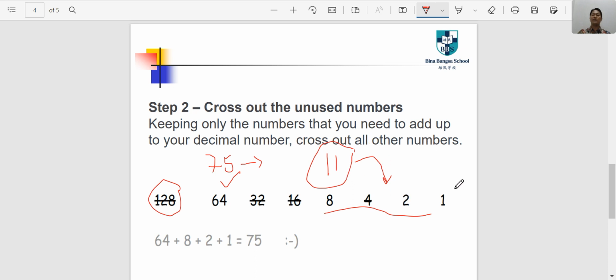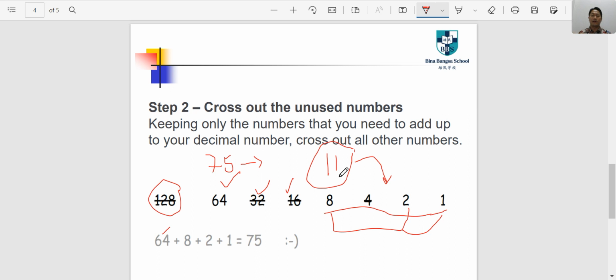So that's 11. How can you get 11 now from the remaining numbers, which is 32, 16, 8, 4, 2, and 1? Of course, you cannot use 32 and 16 anymore. So what is left is 1, 2, 4, 8. How can you get 11 from the values 1, 2, 4, 8? Definitely that is equivalent to 8 plus 2, that is 10, and then plus 1, that is equivalent to 11. So you notice now 64, those numbers that were not crossed out, meaning that was not used.